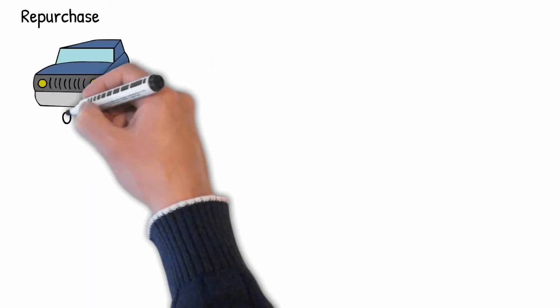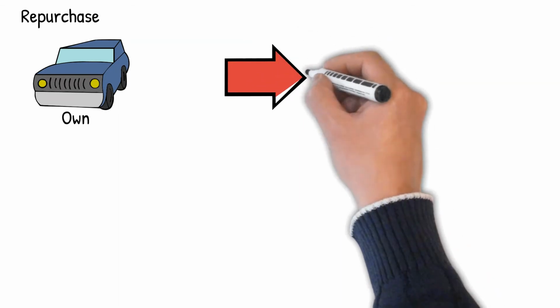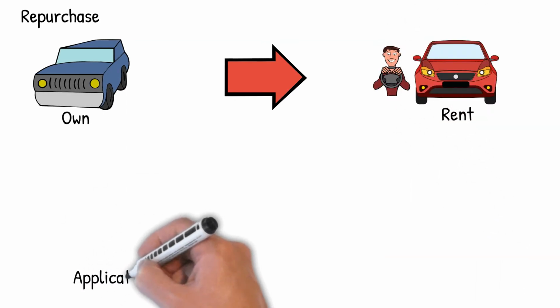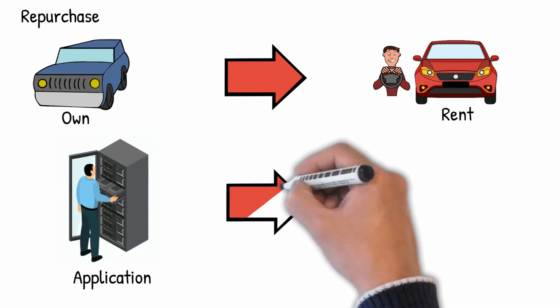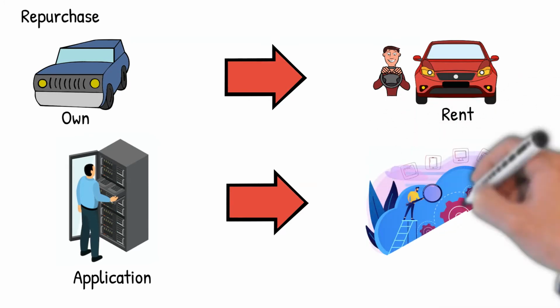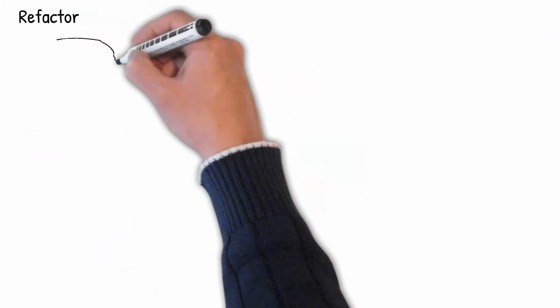The third is repurchasing. Now imagine you own an old car, which costs you a lot of time, effort, and money to maintain. You can instead rent a car from a service that also provides you with a driver, and you pay the company for its services. Similarly, it is also possible that during your migration journey, you realize that a particular application running in an on-prem environment is too old and difficult to maintain, and there are better solutions offered by other companies that you can use. In this situation, you can replace your legacy application with a SaaS-based product and not worry about managing the platform at all.